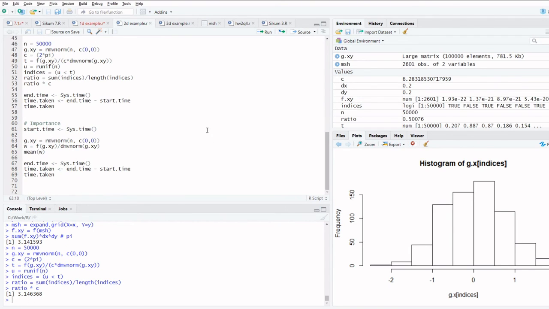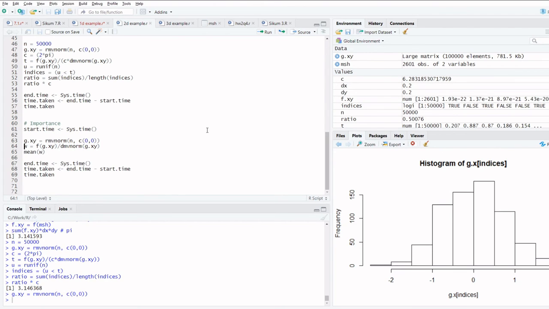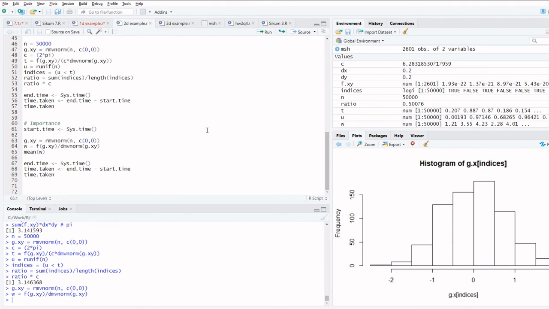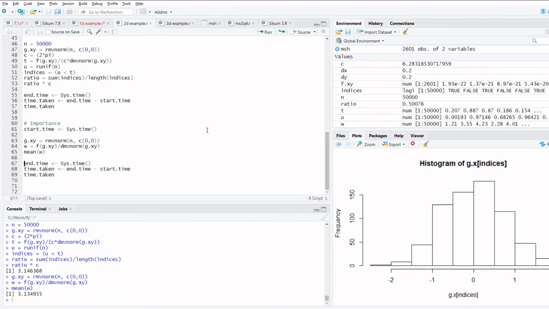And in importance sampling, it's also the same. You draw from an easy distribution, from a proposed distribution. Again, we can use the multivariate normal. We then calculate the weights for all of these points, and then we calculate the mean of those weights, and you can see again we get something very close to pi.